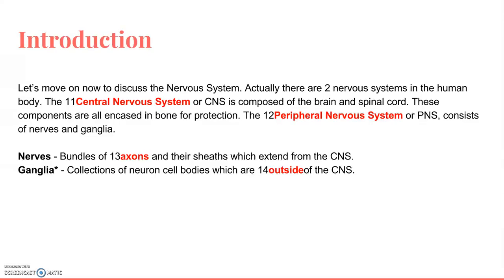So let's define those 2 terms. A nerve is a bundle of axons and their sheaths, which extend out from the central nervous system. Ganglia are a collection of neuron cell bodies that are outside the central nervous system. So you're not going to find any ganglia within the brain.